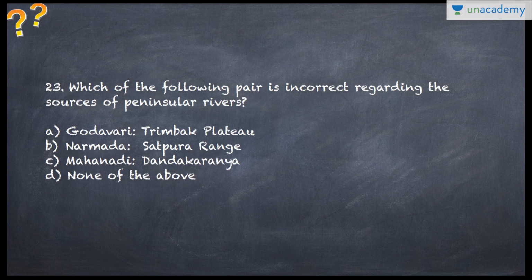Now let's see. We are going to discuss the rivers and where they're originating from. They are all peninsular rivers. Godavari is also coming from the Triambak Plateau, which is true. But Narmada is not coming from the Satpura ranges. If you've seen, there are two rivers which flow in the opposite direction, that's only our Tapi and Narmada. So Narmada and Tapi become very important. You can see that it's from the Amarkantak Plateau.